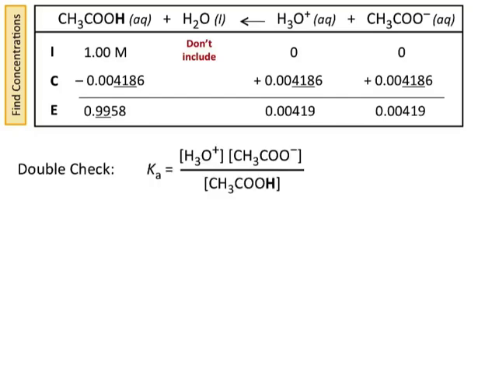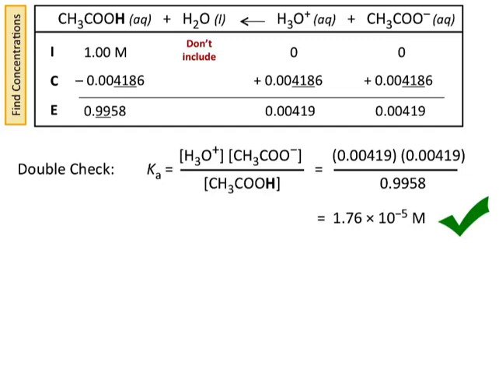Always a good idea to double check: did you solve for x correctly? Throw all these values that you found back into the Ka expression, and you should get whatever the Ka is. Good idea to double check that.